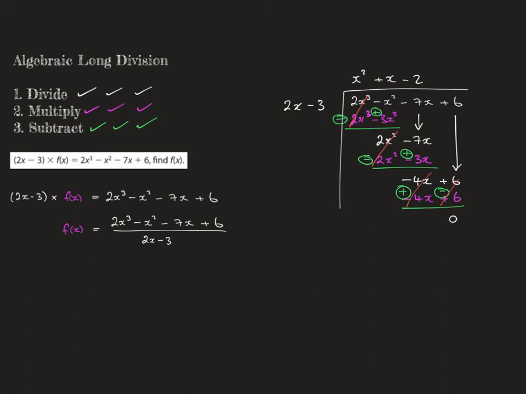Okay. So the question asked us to find f of x. So we found out that f of x there was equal to x squared plus x minus 2. Okay. So in other words, 2x minus 3 multiplied by x squared plus x minus 2 will give us 2x cubed minus x squared minus 7x plus 6. And we can see that here. Okay. And that's that.